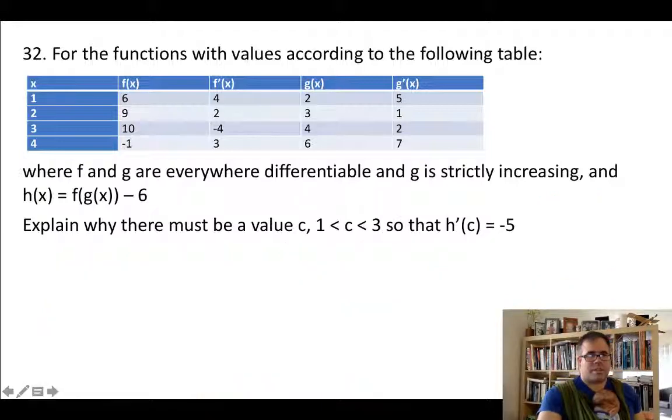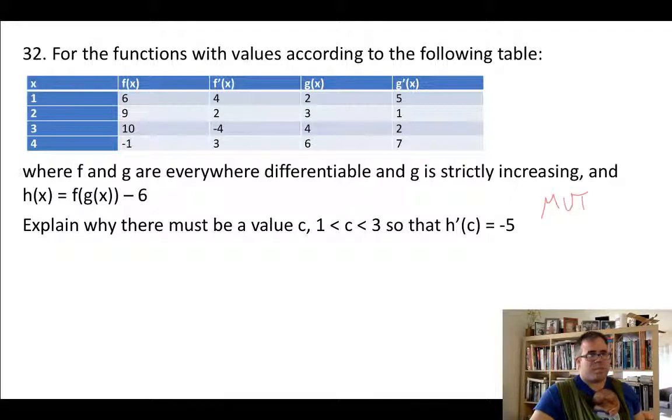Alright, so now we've got another one, same table. Explain why there must be a value c, where c is between 1 and 3, so it's an interval, so that h prime of c is equal to -5. So if we're talking about h prime in the interval, we're probably talking mean value theorem on this one.